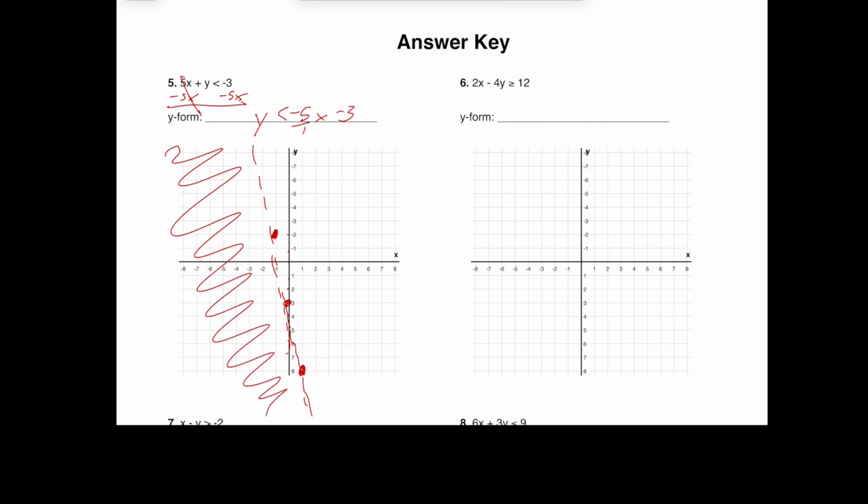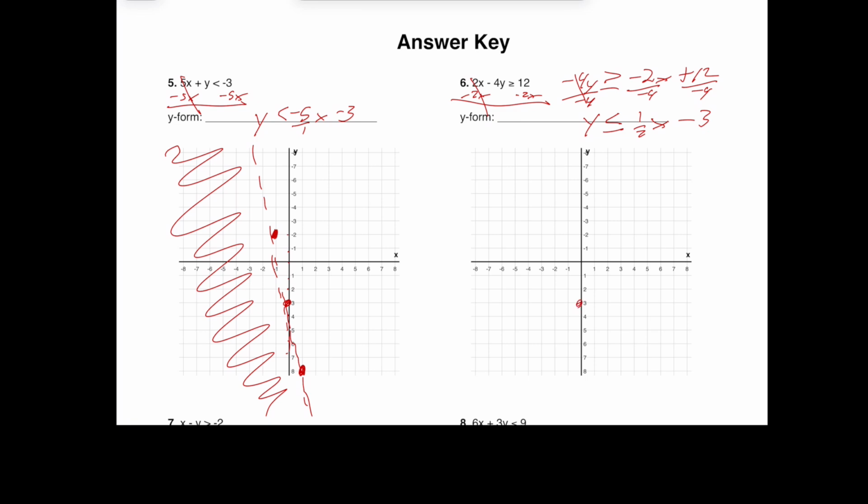All right, let's look at the next one. I'm going to go minus 2x. Negative 4y is greater than or equal to negative 2x plus 12. Now I do my division. And because I have to divide by a negative number, you guessed it, switch the sign. Negative divided by negative is a positive. And I'm going to go minus 3, sorry, positive divided by negative is minus 3.